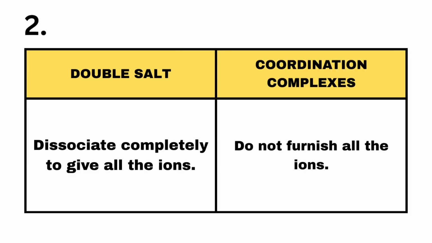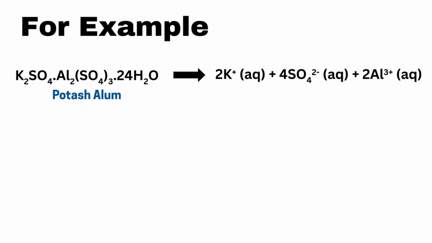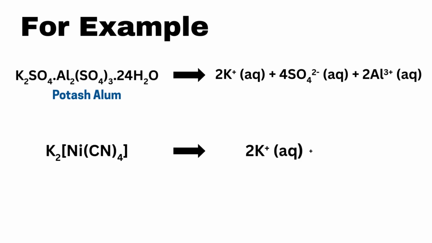Second, double salts dissociate completely to give all the ions as are given by the compounds from which these are formed. Whereas, coordination complexes do not furnish all the ions as are given by the constituent compounds. For example, potash alum, a double salt, dissociates as follows. On the other hand, a coordination complex dissociates as follows. You can notice clearly that the way of dissociation in each of the types of addition compounds is different.